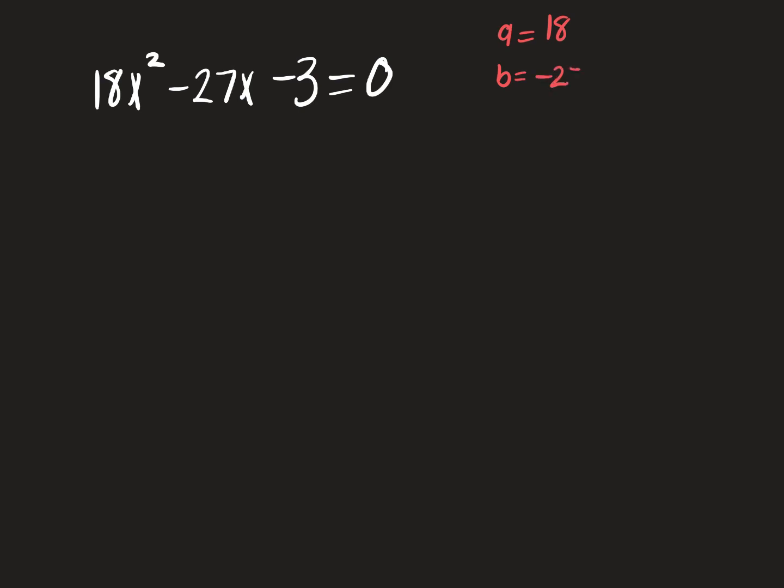So let's say we have 18x squared minus 27x minus 3 equals 0. Just like factoring, these also have to be equal to 0 before you start. So sometimes you might have to rearrange like we did before. Okay, so A is 18. B is negative 27. Keep those signs with it. C is negative 3.